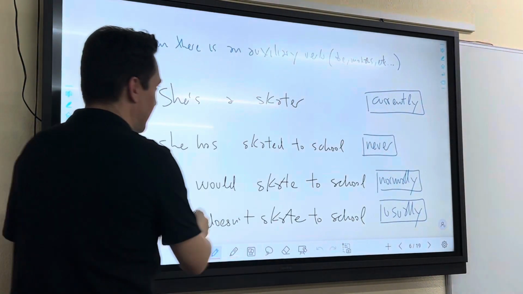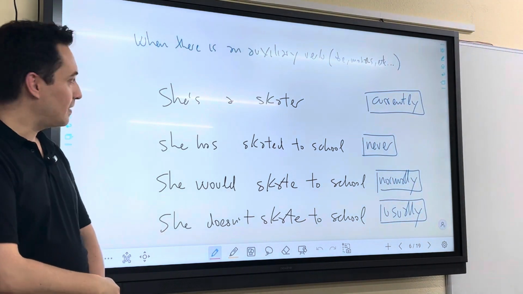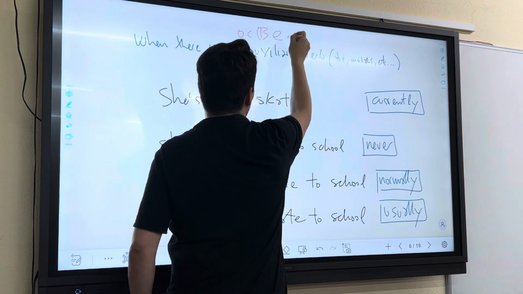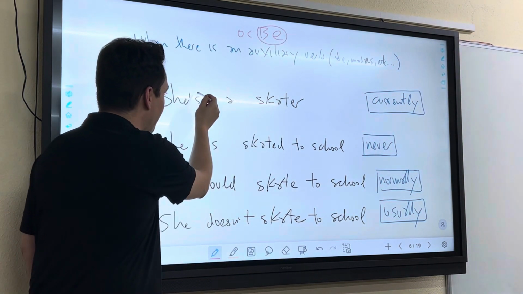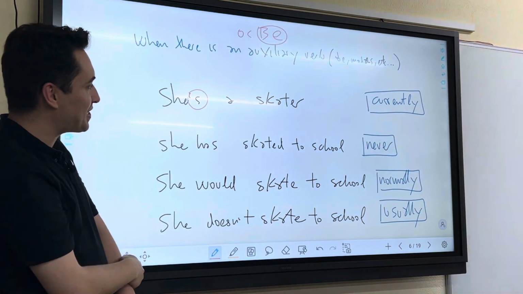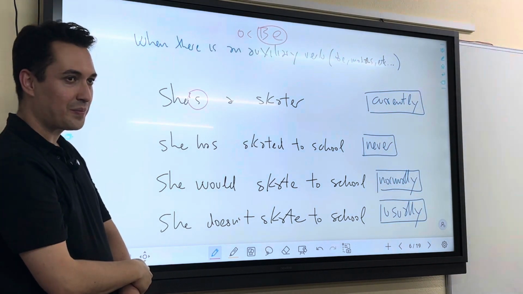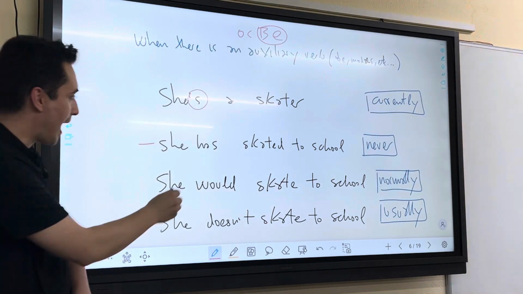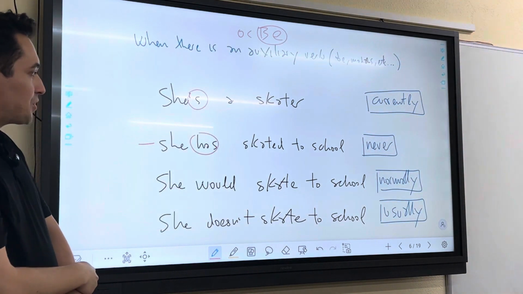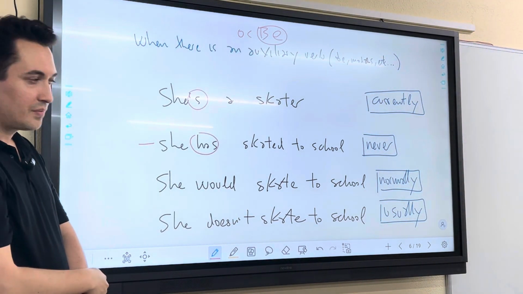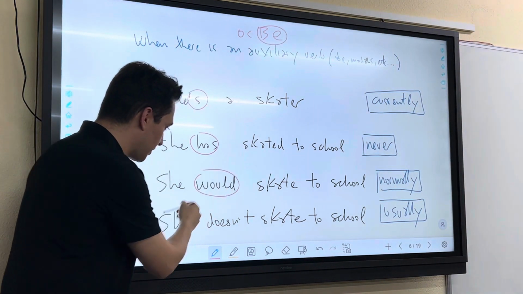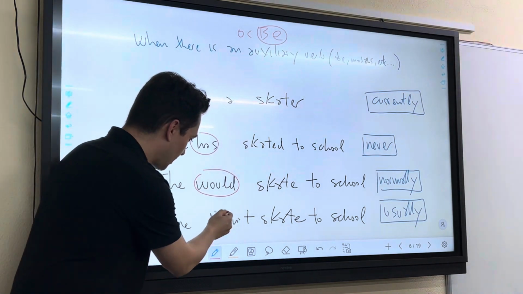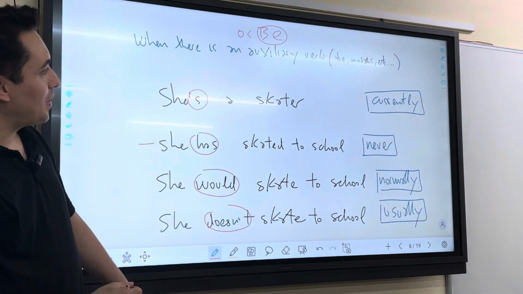Okay, next. When there is an auxiliary verb, what happens? "She's a skater." Where's the auxiliary verb here? Well, there is no auxiliary verb, but there is the verb "to be." "She has skated to school." What is the auxiliary verb? And this one, what is the auxiliary verb? "Has." "She would skate to school." Auxiliary verb: "would." "She doesn't skate to school." Auxiliary verb: "doesn't." So when there is an auxiliary verb, what happens?